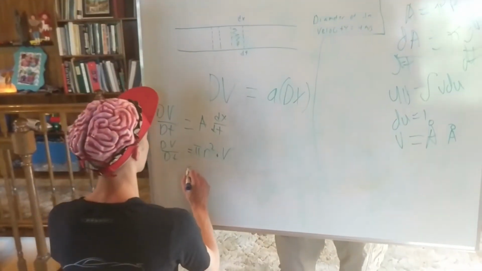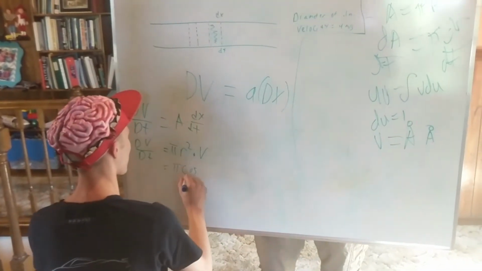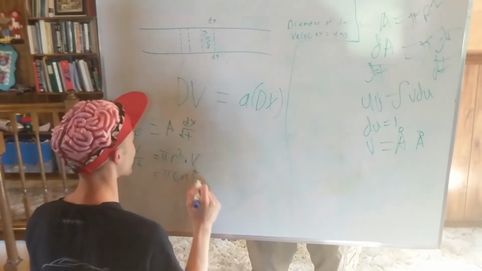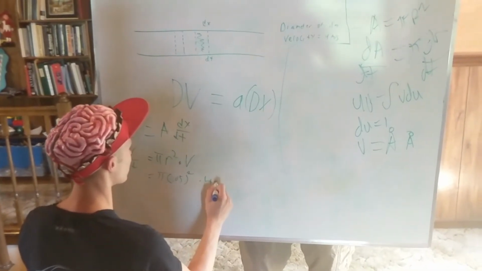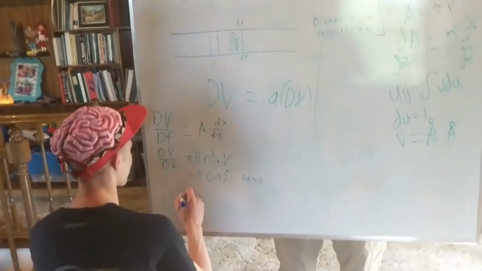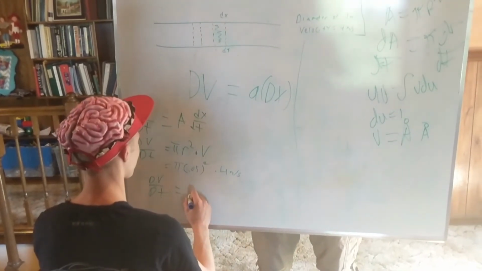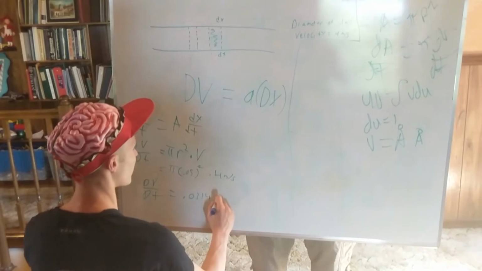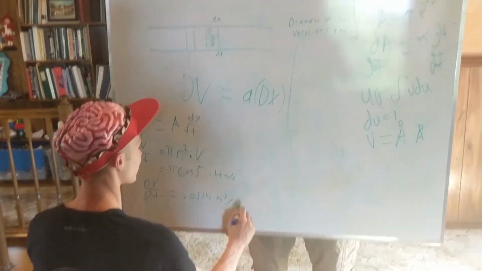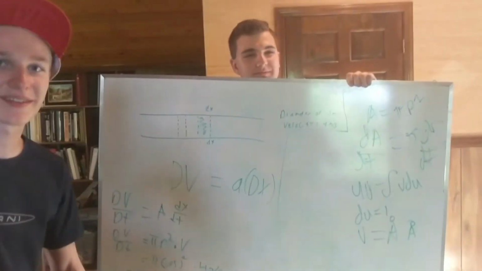So now all we have to do is substitute in our variables. So we get 0.05, because the diameter is 0.1 and half of 0.1 is 0.05, squared, times 4 meters per second. And so then you plug it into your fancy calculator, your TI-84 or whatever, and you get that this is equivalent to 0.0314 meters cubed per second. And that is the rate at which your volume is changing in your pipe. And that's the basics of fluid flow.